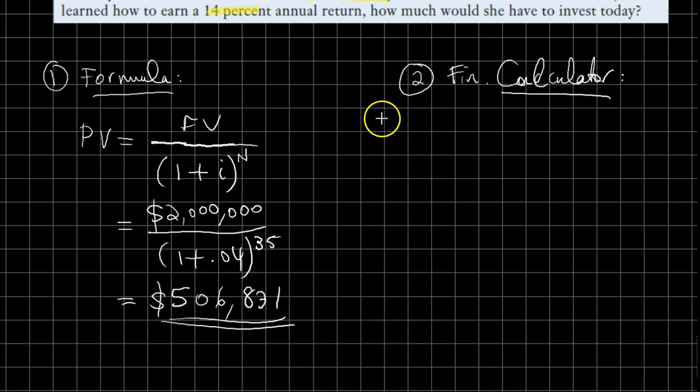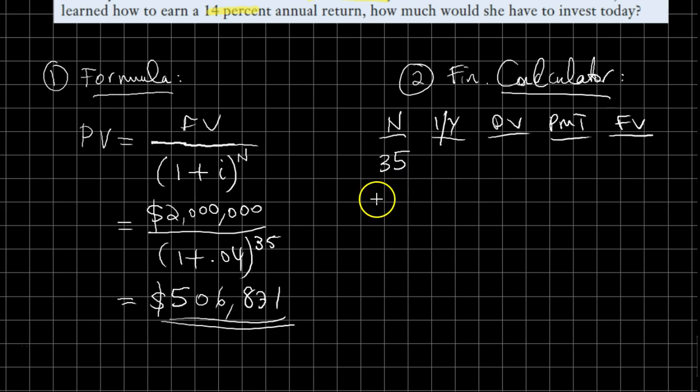Using a financial calculator, life will be similar. So we will have N, I/Y, PV, PMT, FV. This is the gray row on your TI BA II Plus financial calculator, the second row from the top. N stands for number of years. We are investing for 35 years. I/Y stands for the interest rate that can be earned. In our case, it would be 4%.